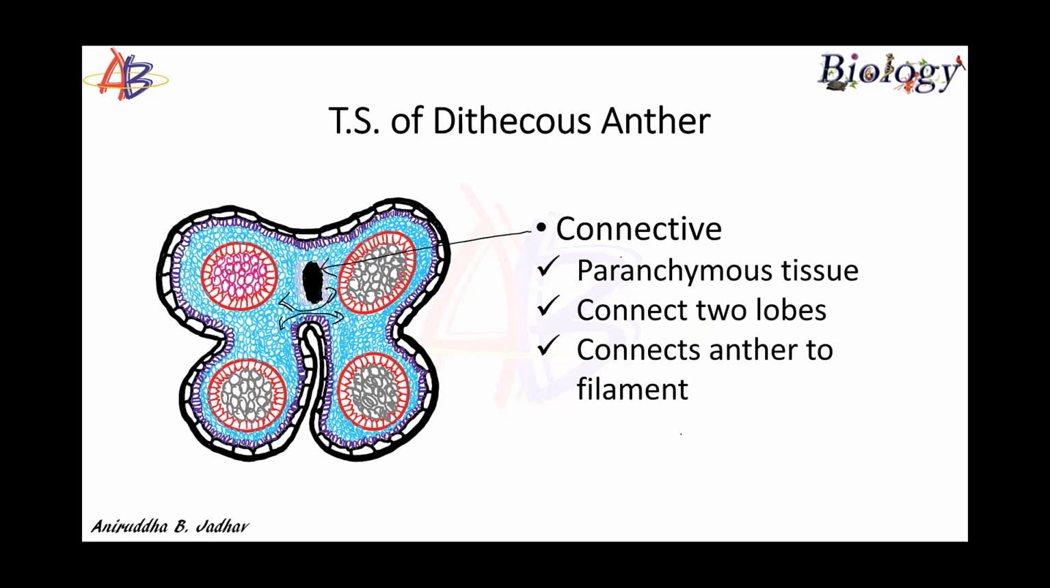So all these are the parts which we can observe in transverse section of an anther. So this is it for the first lecture. In the next lecture, we will study the process of microsporogenesis and the formation of pollen grains or male gametophyte. Till then, goodbye.